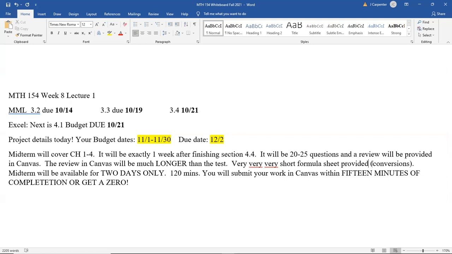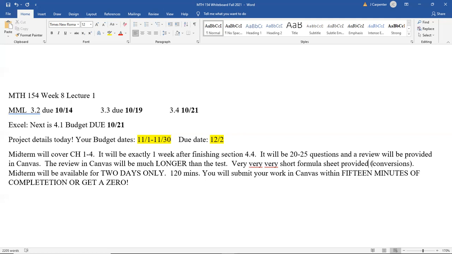When we covered dimensional analysis, I had said that you are not responsible for memorizing any conversion formulas with the exception of time. You must know that 60 seconds is a minute. You must know that 60 minutes is an hour. You must know there's 24 hours in a day. You must know there's 365 days in a year. You must know that you can't say there's X days to a month because it varies from month to month.